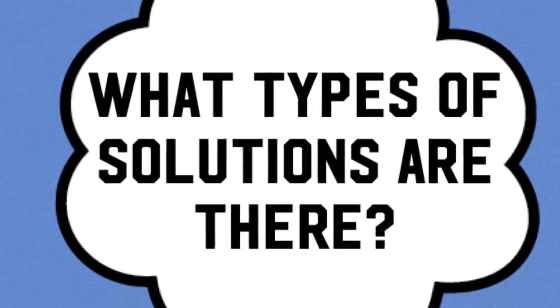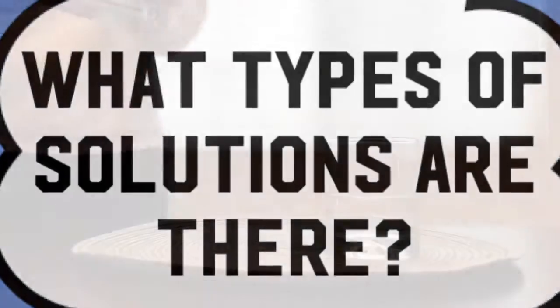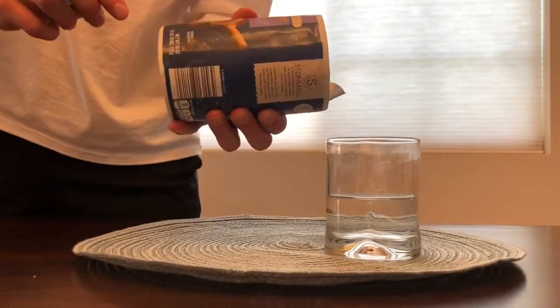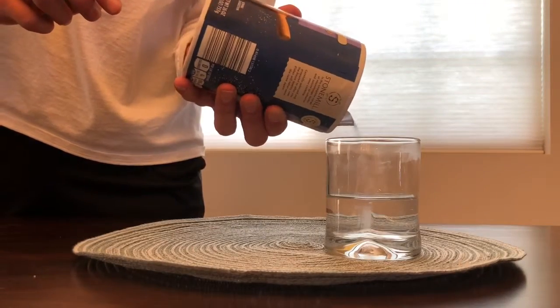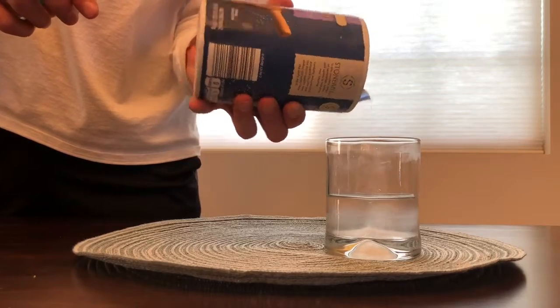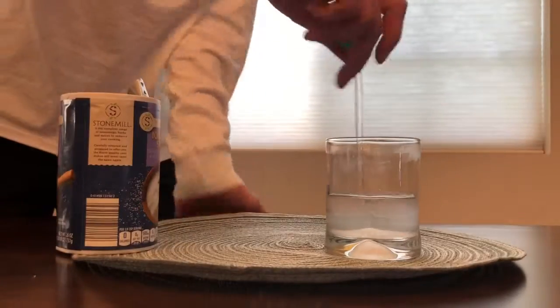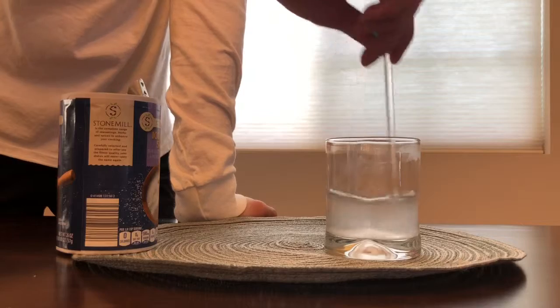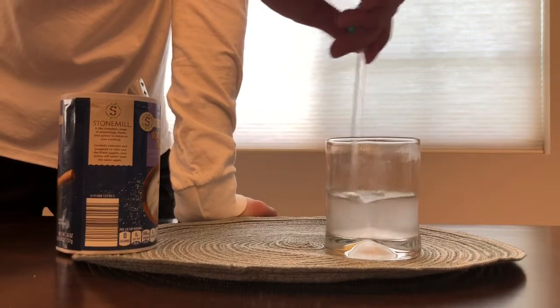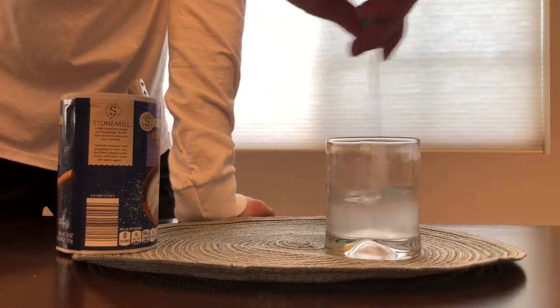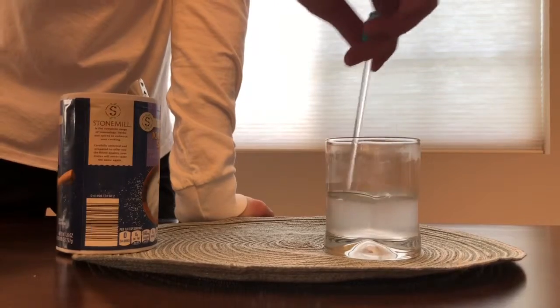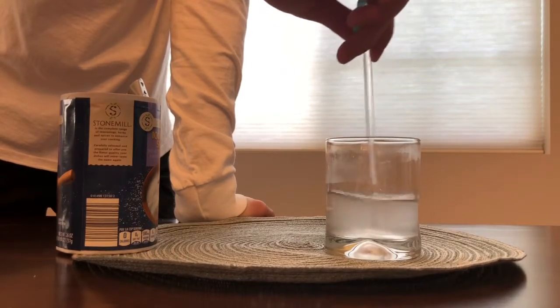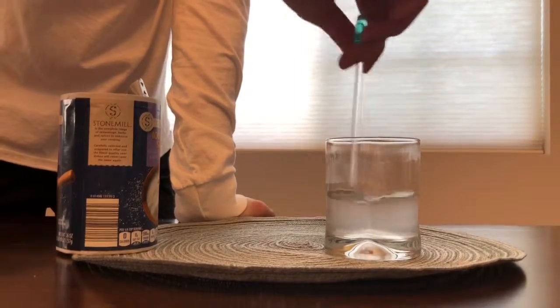What types of solutions are there? Solutions can be classified by how their particles dissolve and float around, or by how much of the particles are actually dissolved. As we are mixing, you can see that all of the salt particles are dissolved in the water. This means that the solution is unsaturated and that more could be dissolved.